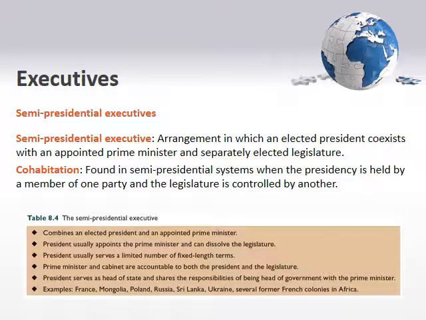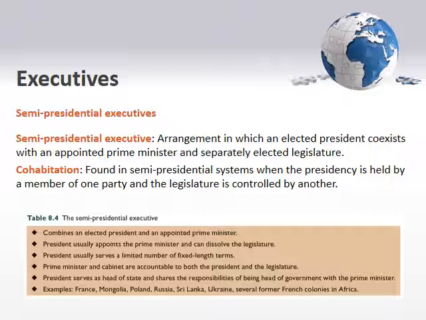Now, some countries have decided to split the difference between these two systems and have a strong, popularly elected president and also a strong parliament that names a prime minister, and a prime minister emerges from a coalition that represents the majority of the legislature. France is a great example of this that we see in the world today.